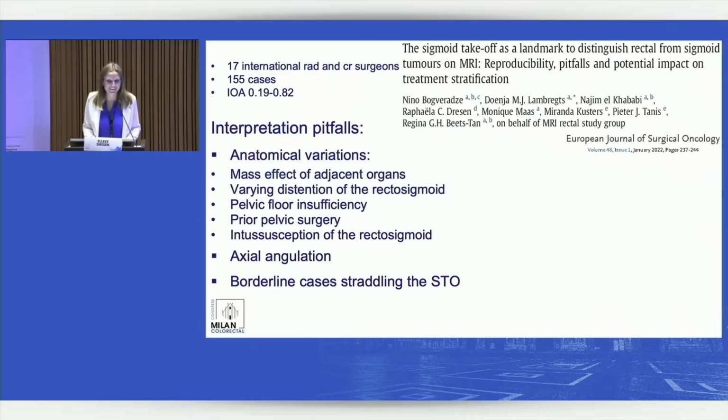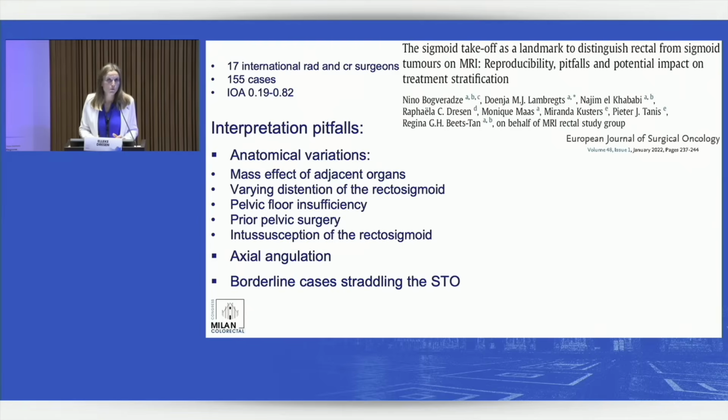But unfortunately it's not that easy in all cases. You have some interpretation pitfalls, mainly related to anatomical variations. For example, a mass effect of adjacent organs, small bowels that are deeply located within the pelvis, or pelvic floor insufficiency. And then it also depends on the actual angulation of your images, which can produce different images.